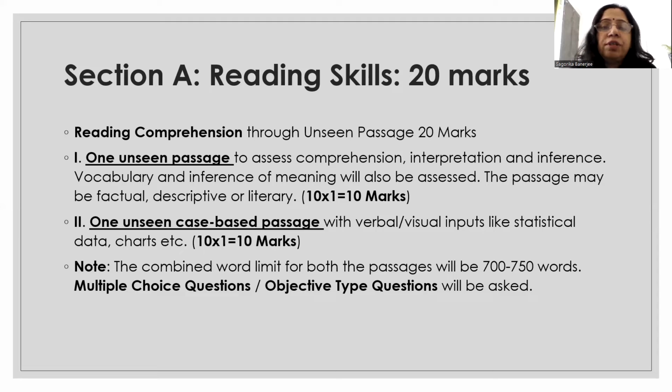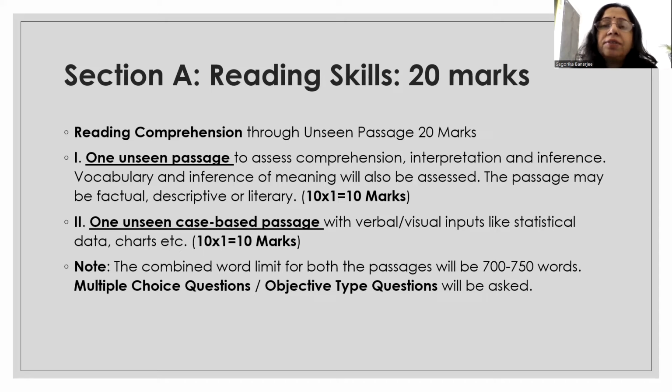Then the next question is question number 2. Another unseen passage, which would be entirely case-based. This will be with the help of verbal or visual inputs like statistical data, charts, etc. The questions you have to do will be of 10 marks, so 1 mark each question. The note given is that the combined word limit for both the passages would be somewhere around 700 to 750 words. And the questions asked will be either multiple choice questions or objective type questions.